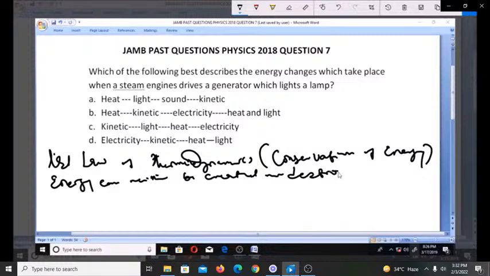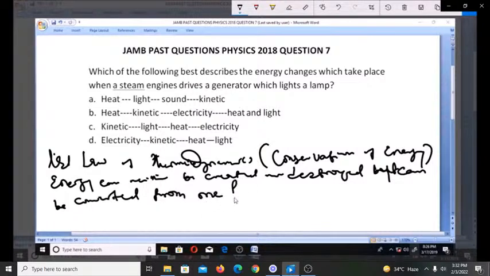That is the first law of thermodynamics, or the law of conservation of energy. Energy can neither be created nor destroyed, but can be converted from one form to another. So that is what can happen to energy.